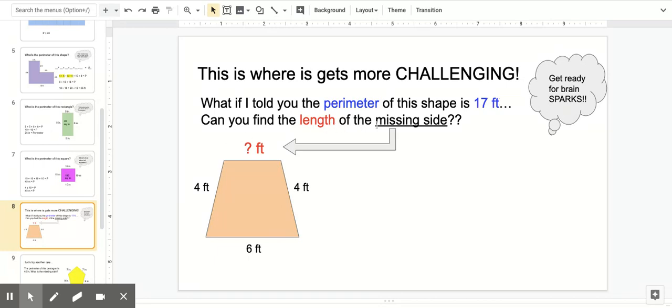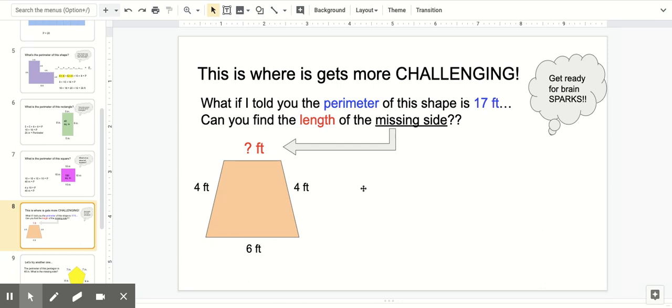Can you find the length of this missing side? So think about what that means. The perimeter is 17 feet. That means to walk all the way around this strangely shaped yard, it would be 17 feet. And we know how big 3 of these sides are. And the question is, how big is this one?